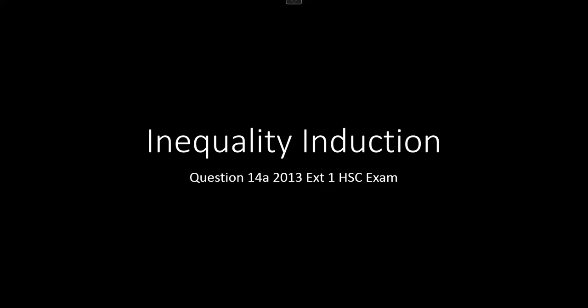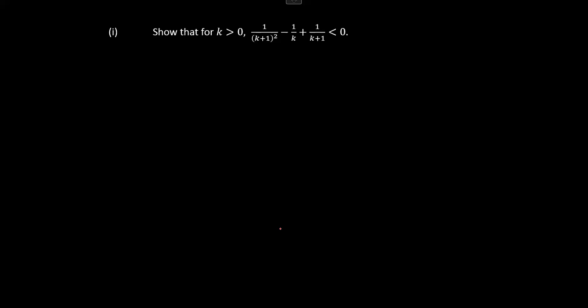So in this lesson we're going to have a look at the induction question for the 2013 Extension 1 HSC, where we needed to prove an inequality by induction. So the first step was to show that for k is greater than 0, (1 on k plus 1) all squared minus 1 on (k plus 1) on (k plus 1) was less than 0.